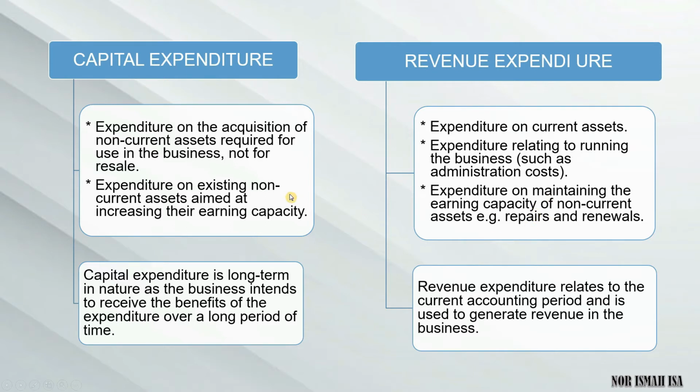As for the capital expenditure, you need to remember this, that it is always incurred once. As for revenue expenditure, it is recurring. The cost will be recurring, or it will happen several times. Revenue expenditure relates to the current accounting period and is used to generate revenue in the business. So in order to get revenue, you will incur revenue expenditure.